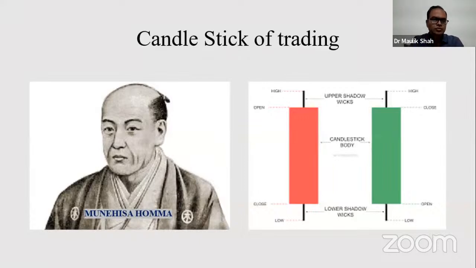So, candlestick trading. This is the great man named Munehisa Homma. He was a rice trader of Japan, from some kind of district place. A very interesting and very knowledgeable person. He is the pioneer of this candlestick pattern.